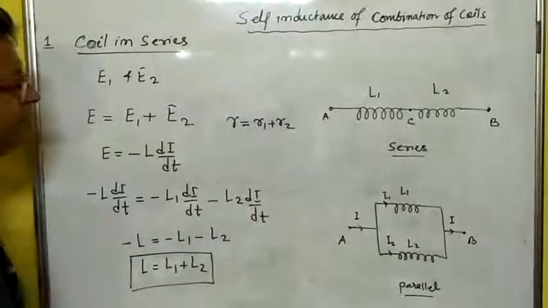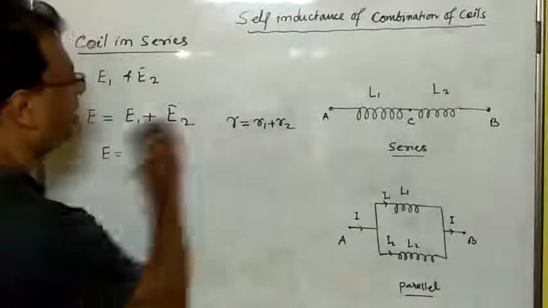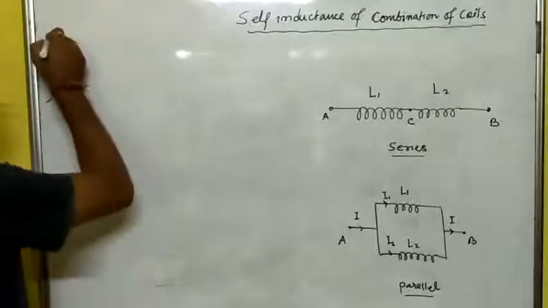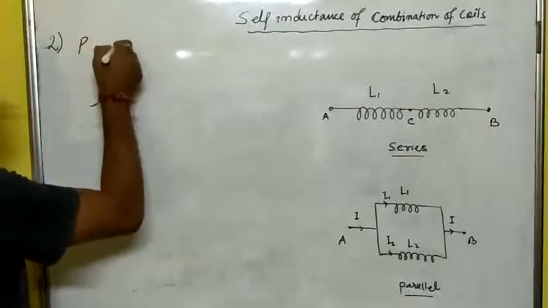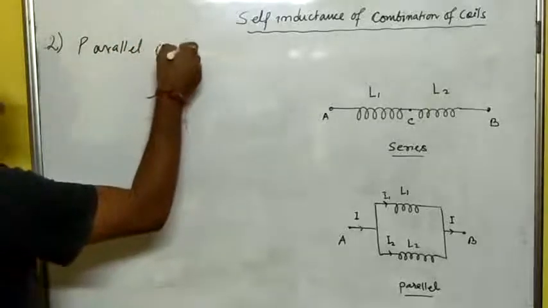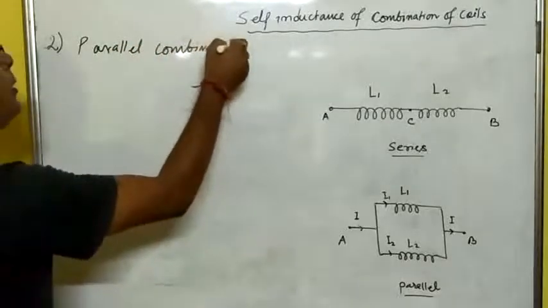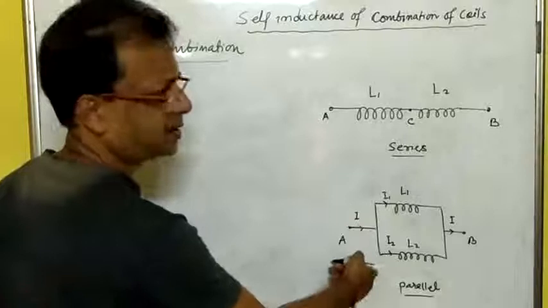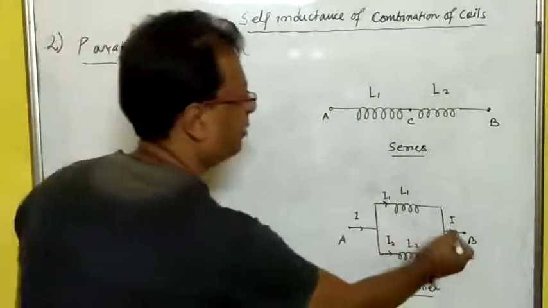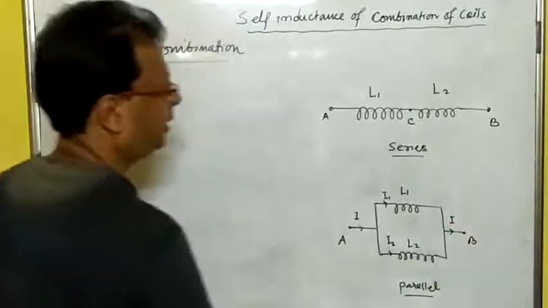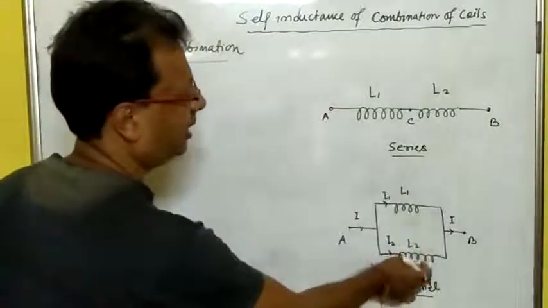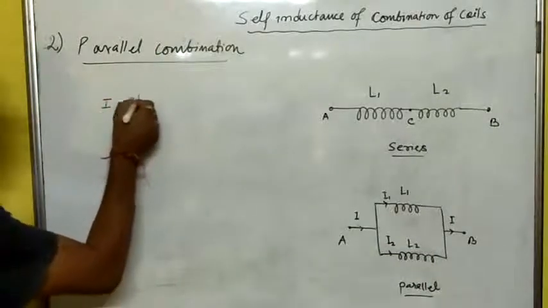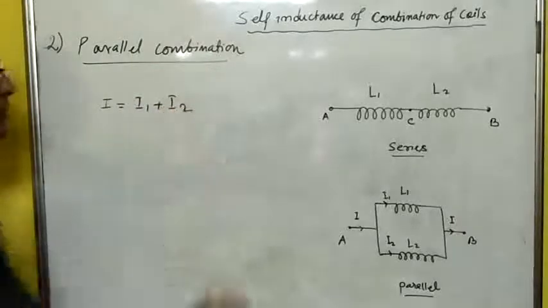Now let us find out for the parallel combination. Number two, the parallel combination. Now for the parallel combination, you see the current I is divided into two parts, I1 and I2, and then they get combined to form current I again. So these are the two inductors having inductance L1 and L2. So we can write the total current I equals I1 plus I2.